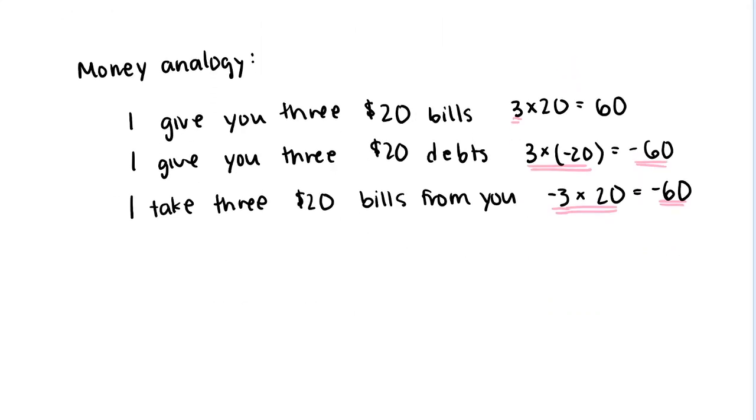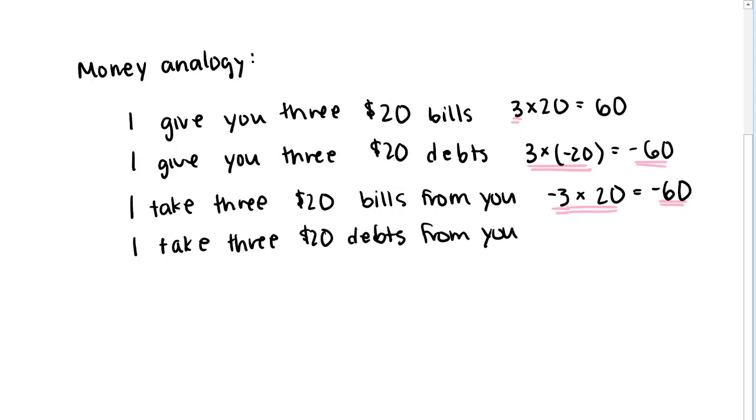And then this last example is probably the least clear, but maybe I'll just write it down for the sake of completeness. If I take 3 $20 debts from you, I can view this as negative 3 times negative 20. Well, if you're losing debt, in some sense you're gaining money. You're gaining $60. You're losing $60 of debt. That's losing money that you owe. In some sense you're gaining money, but it's harder to really understand that. It's less clear. So if this last example doesn't make perfect sense to you, that's okay.